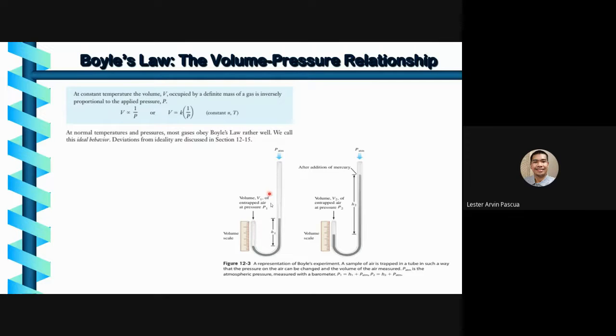Yeah. So, tingnan nyo rito. Is atmospheric pressure. When you increase your pressure, lumalaki yung volume.